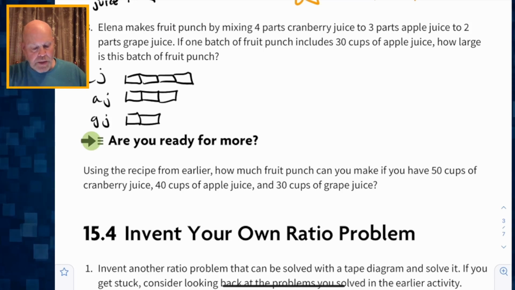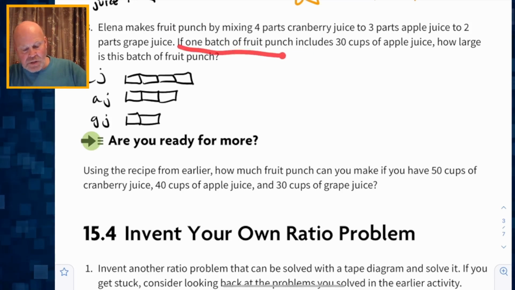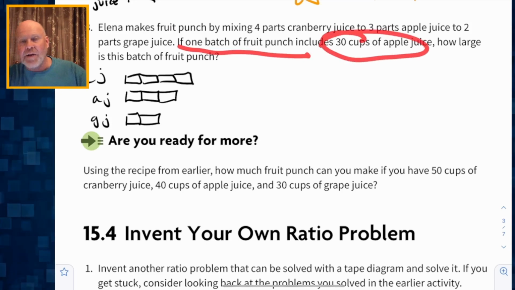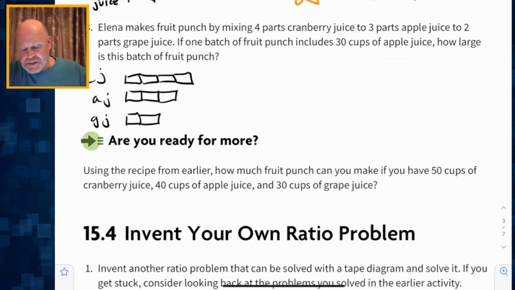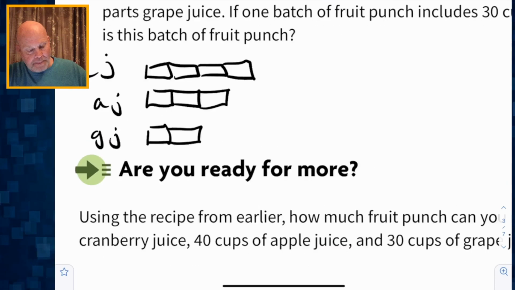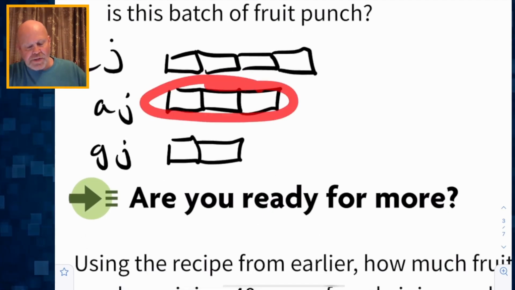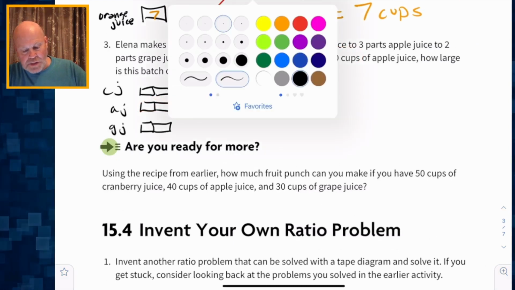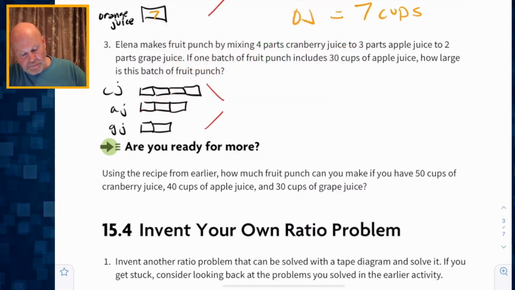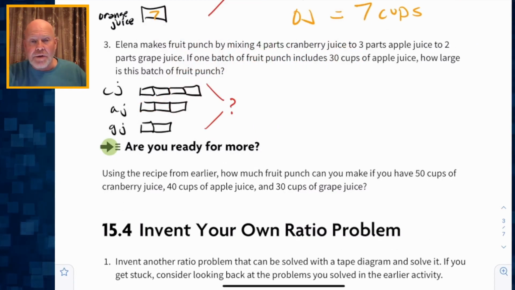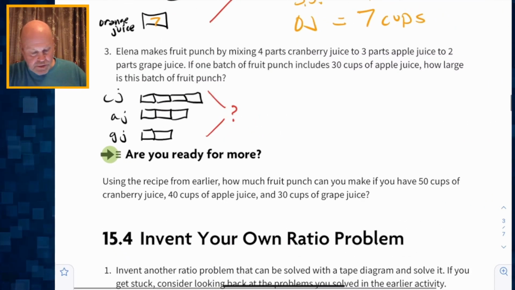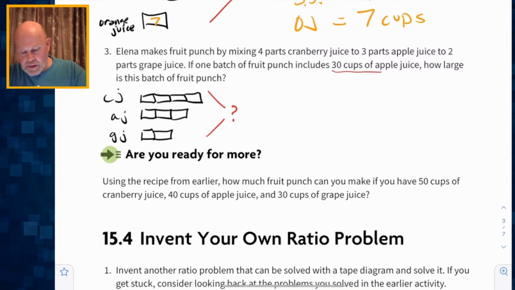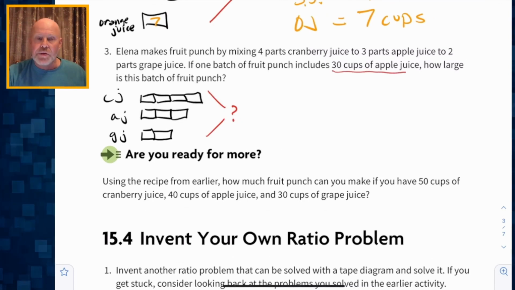All right, so then it says, if one batch includes 30 cups of apple juice, oh my goodness, how large is this batch of fruit punch? Basically, they're saying, if the orange represents 30, I want to know how much is the entire thing. How much is this entire thing if, what does it say? Oh, if the apple juice represents 30.